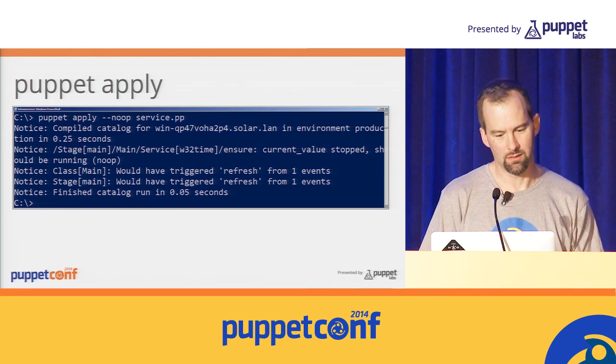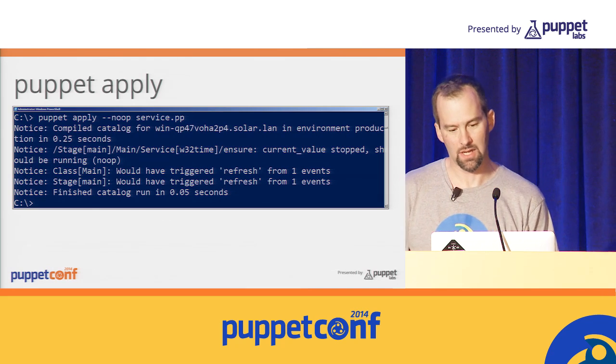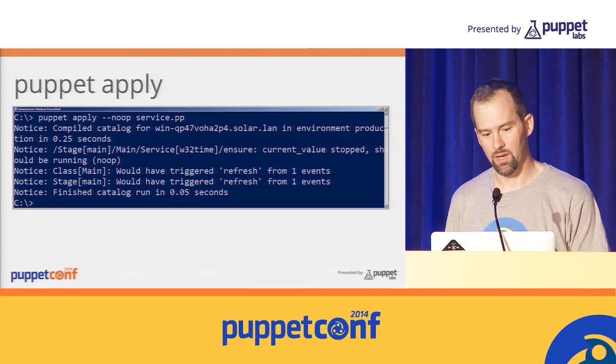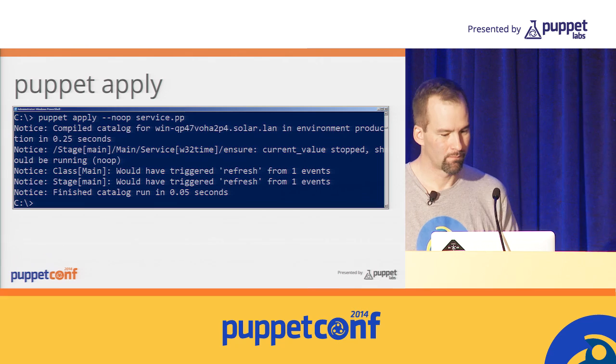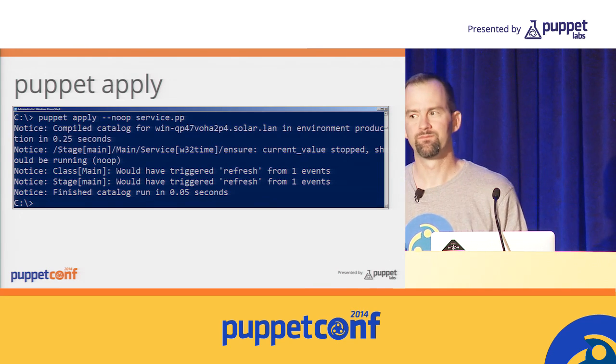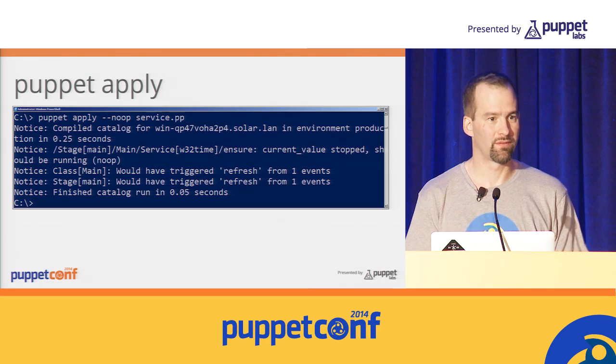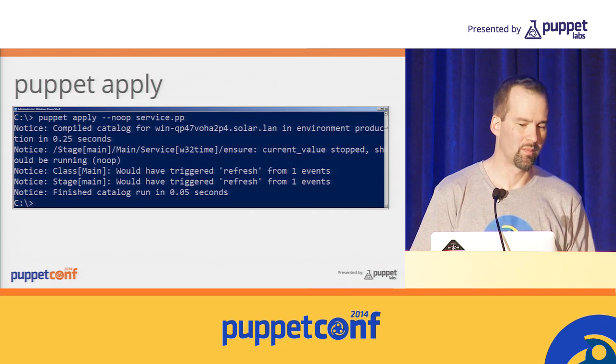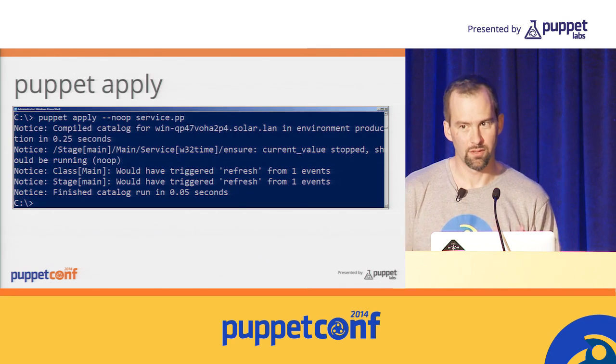So here you can see it's saying the current value is stopped, and it should be running, but it's no-op, so I'm not going to actually do anything. At the very beginning we talked about the loop, right? And this is how you can test out your manifests. You can iterate on them and make sure that it's actually doing the thing that you expect it to.